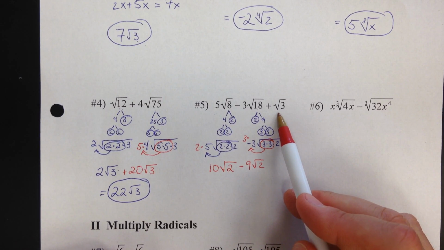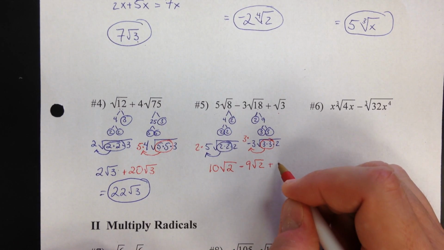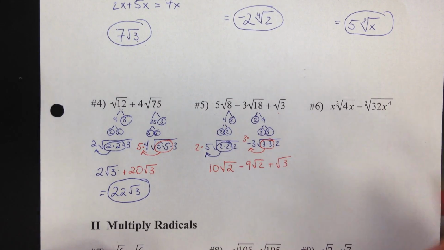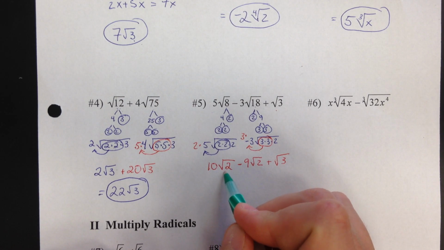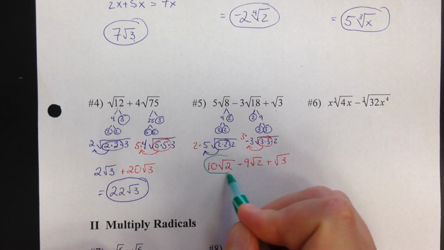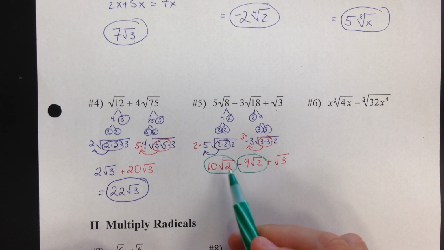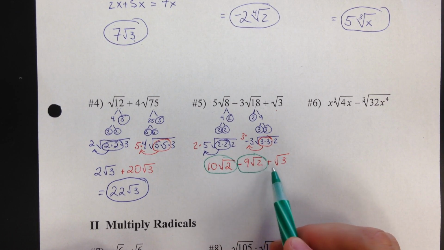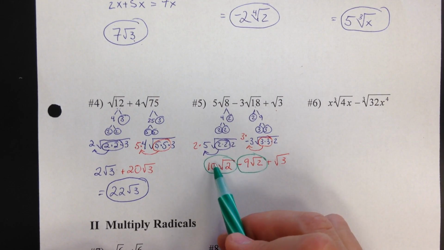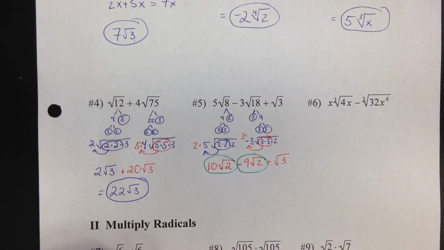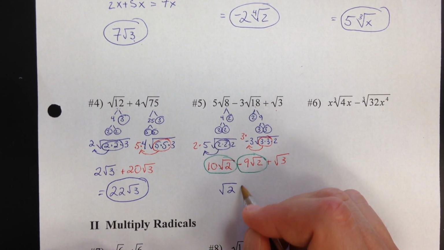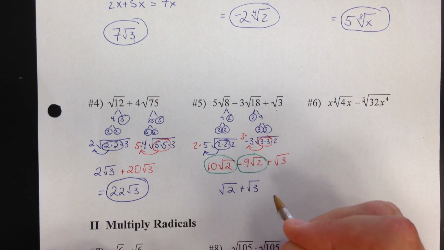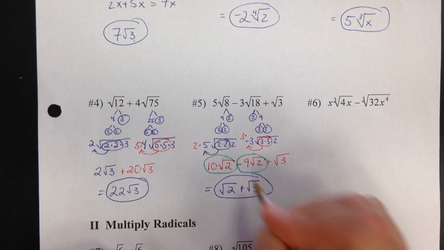And then the square root of 3 is still the square root of 3. That doesn't change. Okay, now be careful. We've got 10 root 2, and we have minus 9 root 2. We're allowed to combine those, but the square root of 3 is different. We cannot combine with the square root of 3. So we'll do 10 minus 9, and what we get there is 1 square root 2, or just root 2, and then plus 1 square root 3, which is root 3. That's as far as you can go.